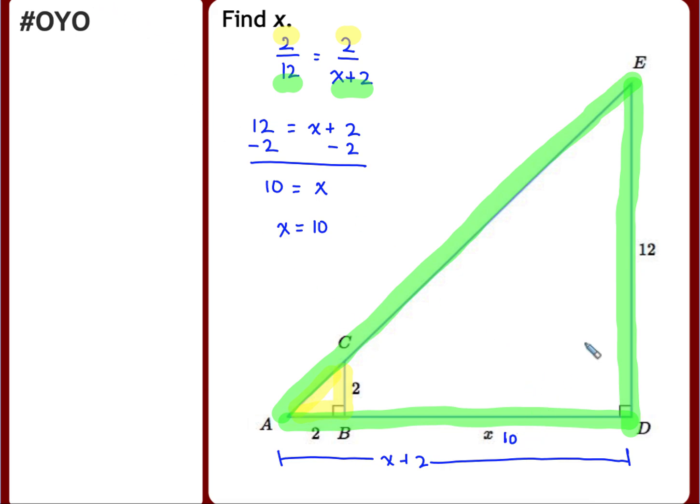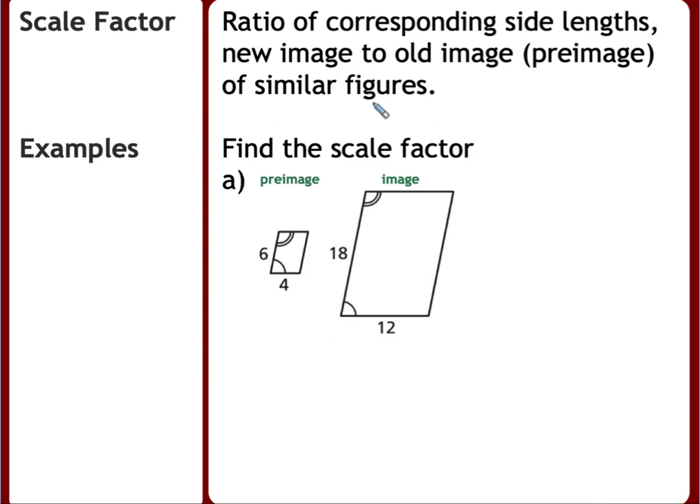All right. So our last topic for today is something called a scale factor. So a scale factor is the ratio of corresponding side lengths from the new image to the old image, the pre-image of similar figures. So if we assume these two are similar figures, we can actually use either of the side lengths to find out our scale factor. So again, we want to do new over original, and that would be our image over our pre-image.